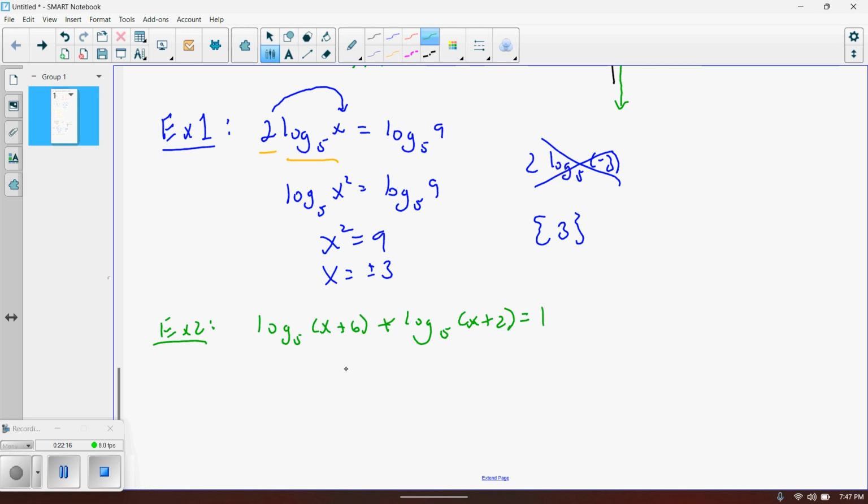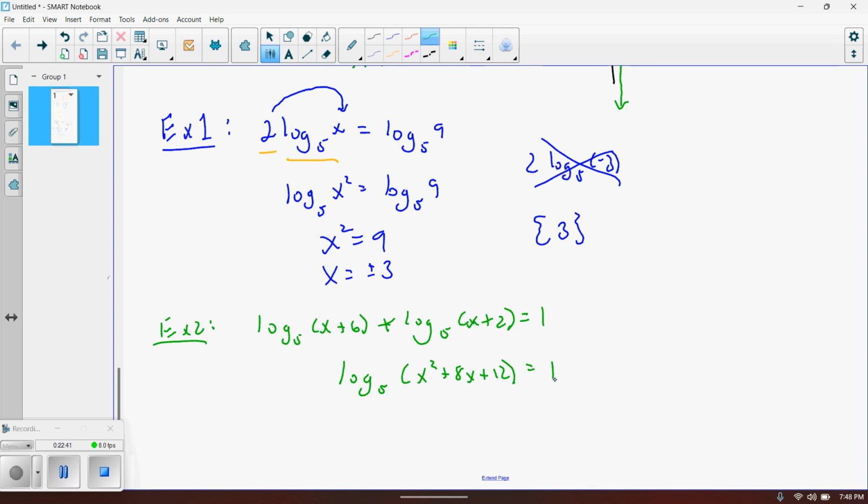So we're going to have now the log base 5. Multiplying the arguments together is going to be multiplying x plus 6 times x plus 2, which is going to give us x squared plus 8x plus 12 is equal to 1.